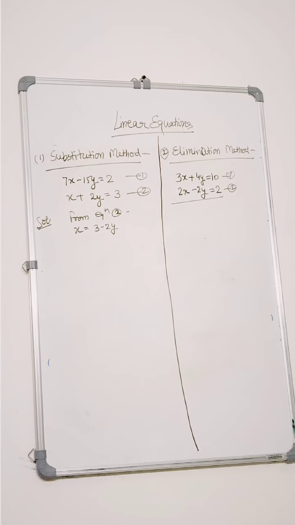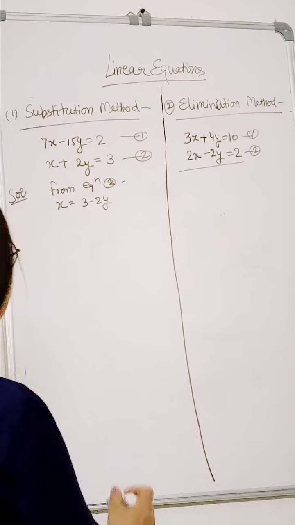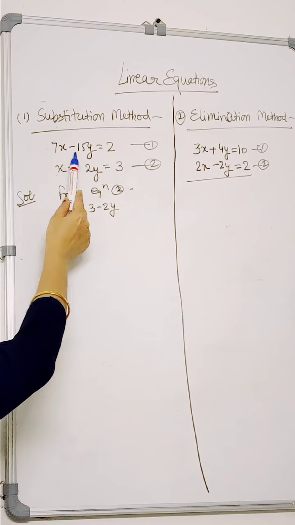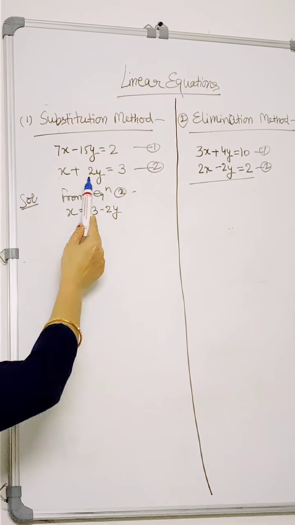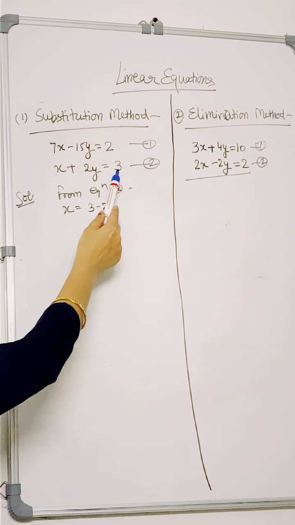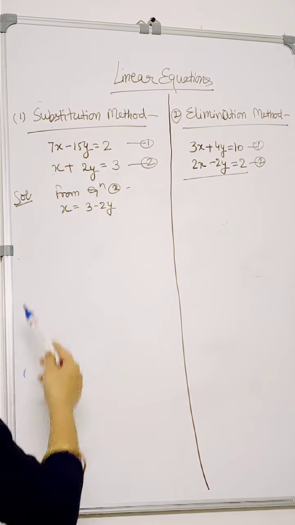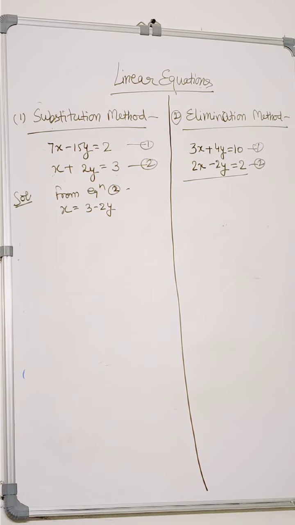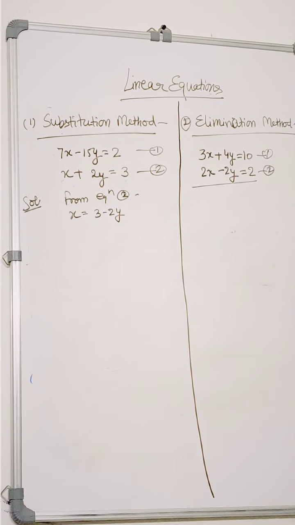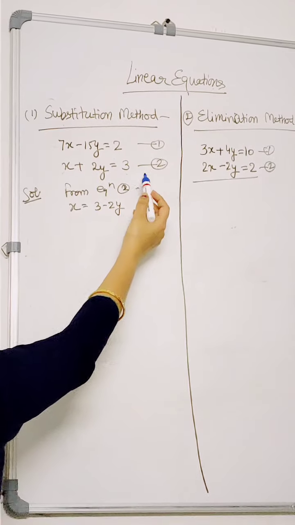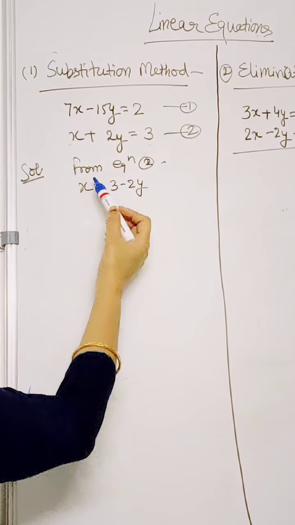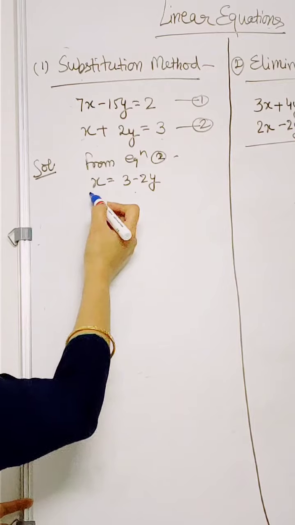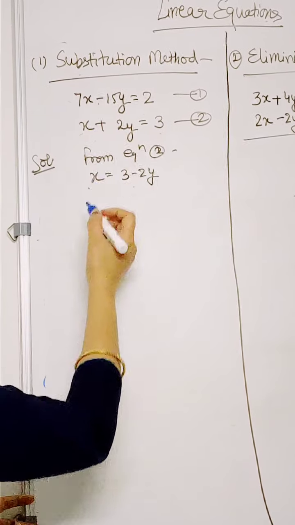Now there are two methods to solve these linear equations. First is the substitution method. Let us take an example: 7x minus 15y is equal to 2 and x plus 2y is equal to 3. In the substitution method, we have to substitute the value of one variable from one equation into the other equation. Let us suppose that from equation 2 we find the value of x is equal to 3 minus 2y.